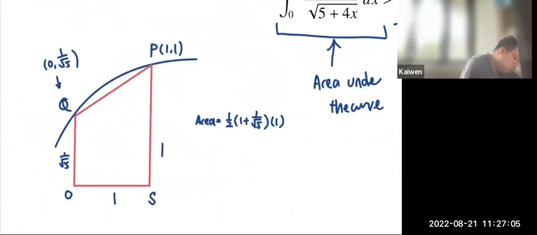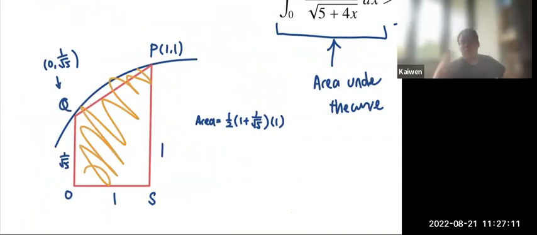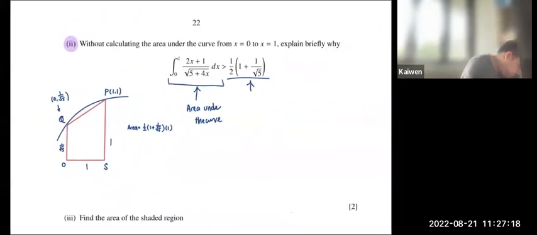And we can see that the area under the curve between 0 and 1, let's call this the orange part here, is definitely bigger than the area of the trapezium. That is how you do this question. So what I'm going to do is show you the answers that I've done.